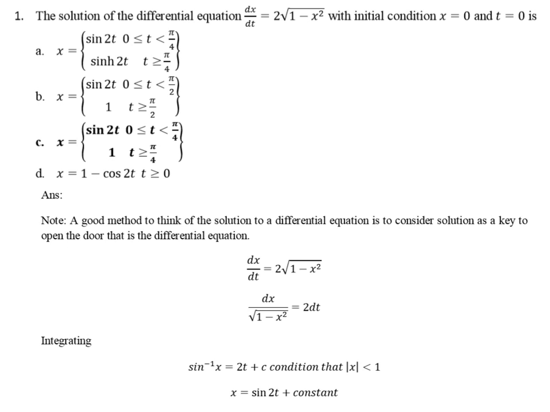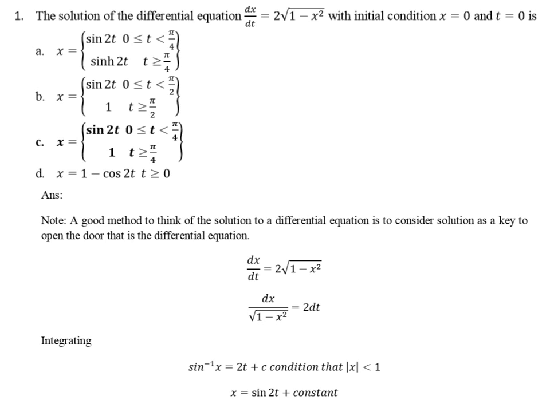So today's first problem is the solution of the differential equation dx by dt equal to 2 into root of 1 minus x square with initial condition x is equal to 0 at t is equal to 0. So there are 4 choices given.